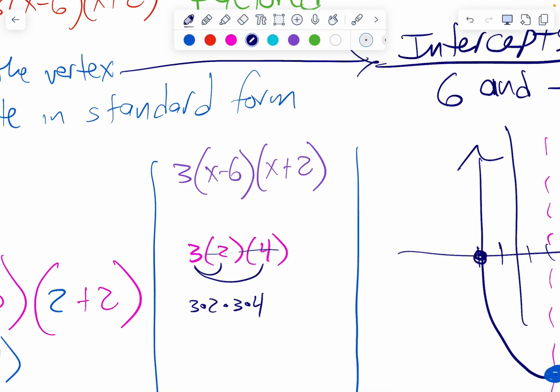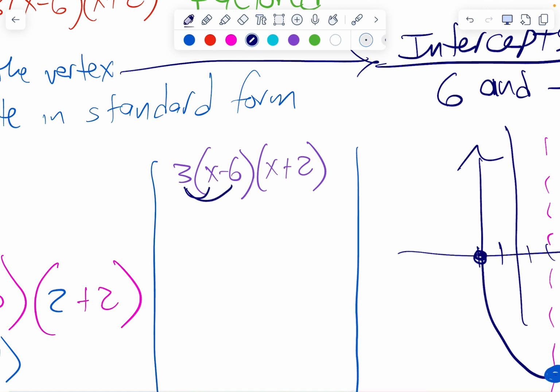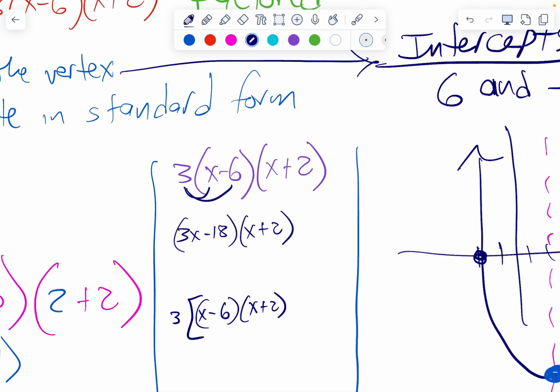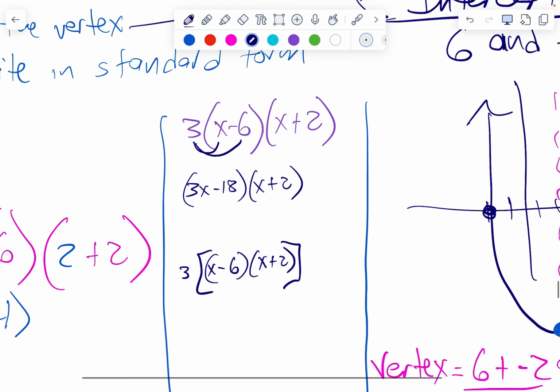Okay, so what is okay to do if that's not okay? You could do it on one of them. That's totally fine. Just picture the 3 being with only one. So you could multiply out 3 and negative 18 times x plus 2. That's a pretty good way to do it. Or the other option is leave your 3 alone for now and just work on the 2 parentheses, like inside of brackets or something, and then distribute the 3 at the end. So which do you think is easier for you? Okay, and it's going to be different for everybody.